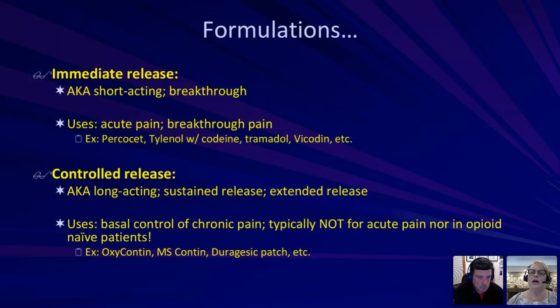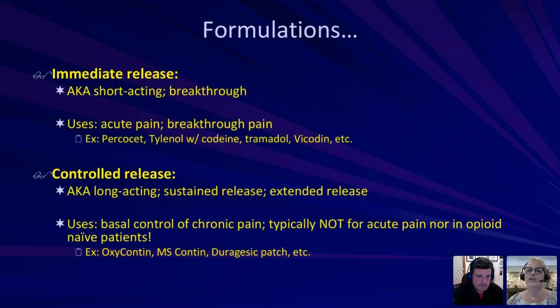It's important to mention just the differentiation between immediate release products and our controlled release or long-acting products. So as optometrists with a DEA license, if you're going to be prescribing a dose or a couple days worth of an opioid or opioid-like substance, you'll be using our immediate release or short-acting medications. They're also known as breakthrough meds, and I'll explain briefly why that is momentarily. So uses for our immediate release: acute pain or breakthrough pain. Examples that would be relevant, or you might already know: Percocet, Tylenol with codeine, Tramadol, Vicodin, all the drugs that you probably recognize already because you've taken them personally after a surgery or an injury, and maybe you've used some of them in your patients.